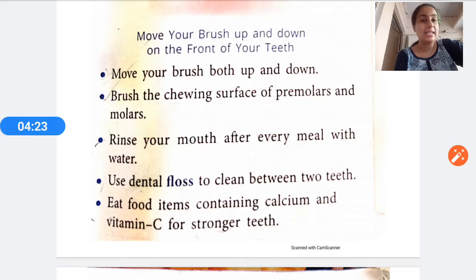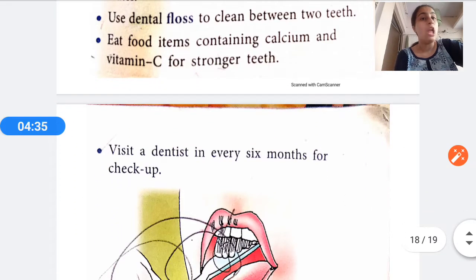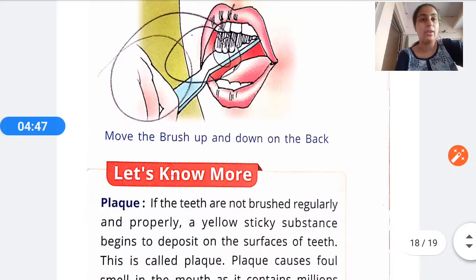Eat food items containing calcium and vitamin C for stronger teeth. Visit a dentist every 6 months for a checkup, even if no problem has started growing in our teeth. I hope you have understood.